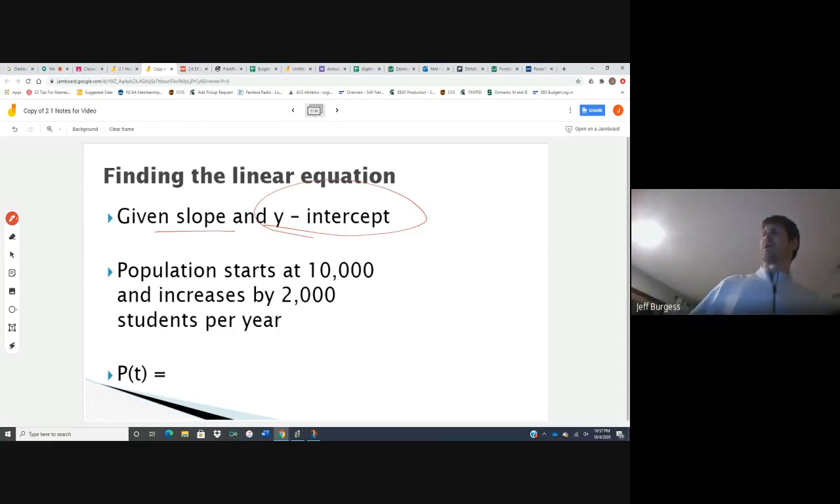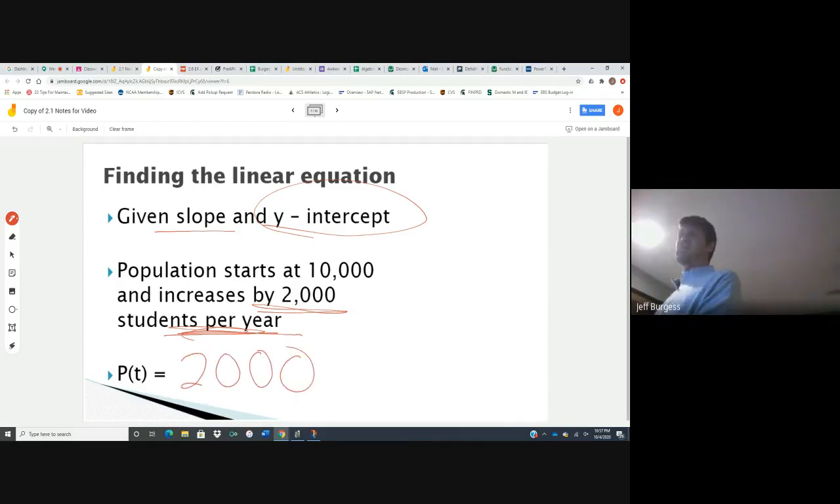So let's say your population starts at 10,000 and increases by 2,000 students per year. A key word to see here is "per year." That's a dead giveaway that I'm talking about a linear function. That's my constant rate of change there. So P of t equals 2,000 t. Notice the function notation, P of t, population at a certain time. Plus, what's my beginning value, right?